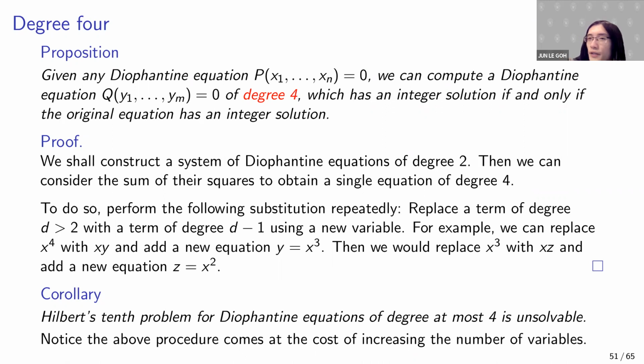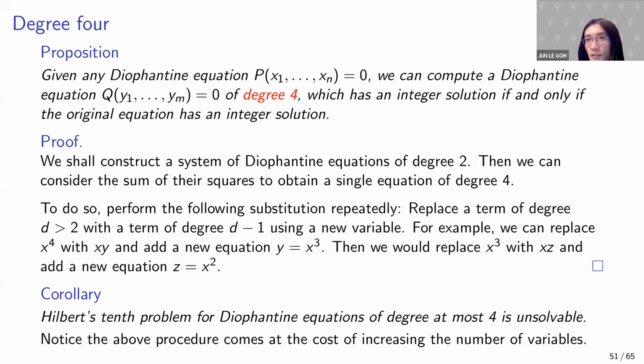Something important to point out here: in this procedure that we did above in the proof, where we did this substitution and came up with a new equation, every time we do this substitution, we are adding a new variable, right? For example, x to the 4, we replaced it with xy, and y is a new variable that we're introducing. So this process is going to increase the number of variables by quite a lot, depending on the degree of the original equation.